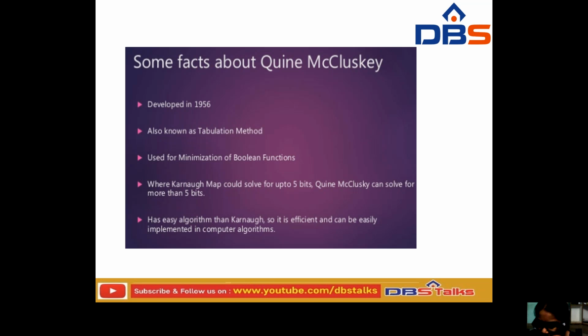See, now let's have a look into this Quine-McCluskey method. This method was developed in the year 1956. We can simply say this method is a tabulation method. This method is used only for the minimization of Boolean functions.